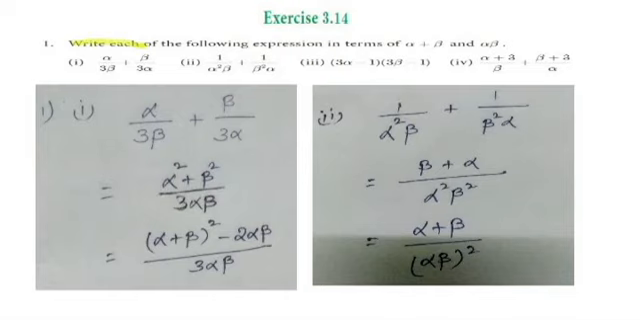Write each of the following expressions in terms of alpha plus beta and alpha beta. So there are 4 questions. Each and every question you are going to change into alpha plus beta and alpha beta. Okay, now first one. The first question is alpha divided by 3 beta plus beta divided by 3 alpha.